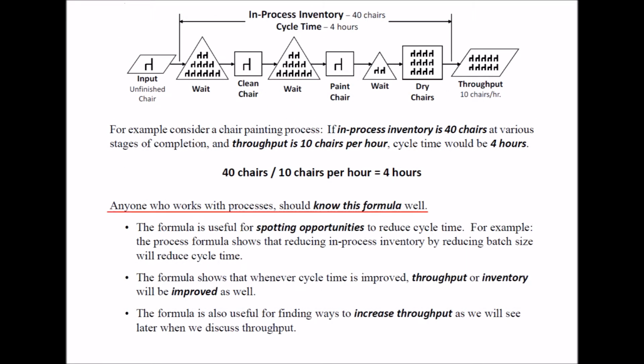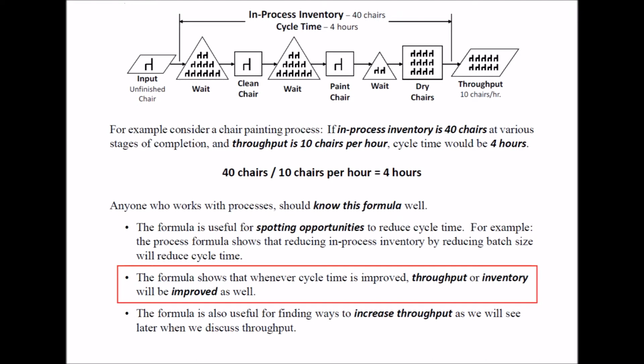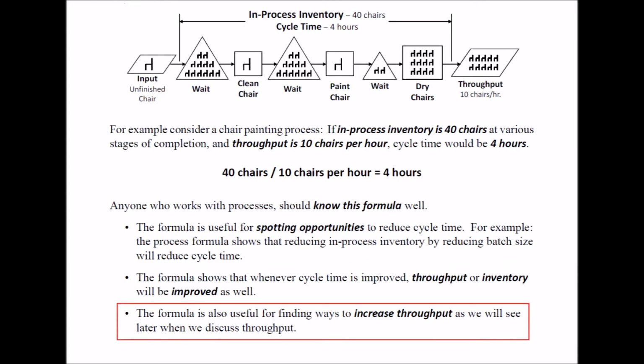Anyone who works with processes should know this formula well. The formula is useful for spotting opportunities to reduce cycle time. For example, the process formula shows us that reducing in-process inventory by reducing batch size will reduce cycle time. The formula also shows that whenever cycle time is improved, throughput or inventory will be improved as well. The formula is also useful for finding ways to increase throughput, as we will see later when we discuss throughput.